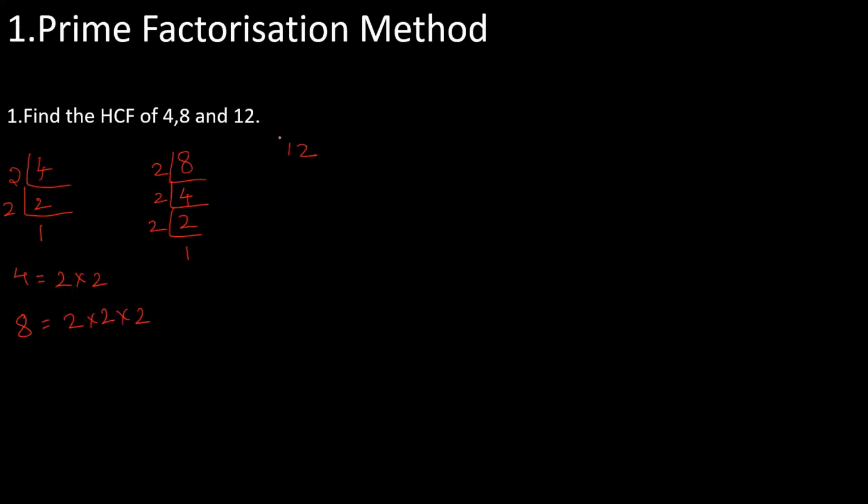Find the prime factors for 12. 2 6s are 12, 2 3s are 6, 3 1s are 3. So we can write 12 as 2 into 2 into 3. In the first step, we have to find the prime factors of the given numbers. In the second step, we have to find the common prime factors of all the given numbers.